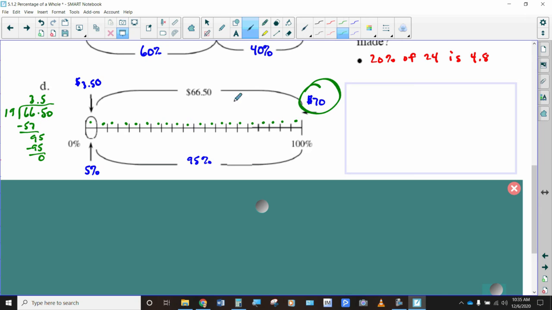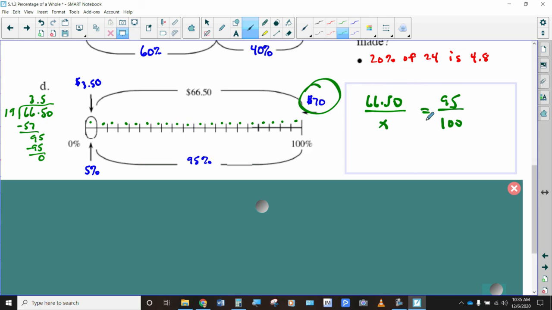Okay, let me show you this. This is the part, right? $66.50, where that represented 95% of the total. So we need to put X here for our total. That's supposed to be a 5 right there.